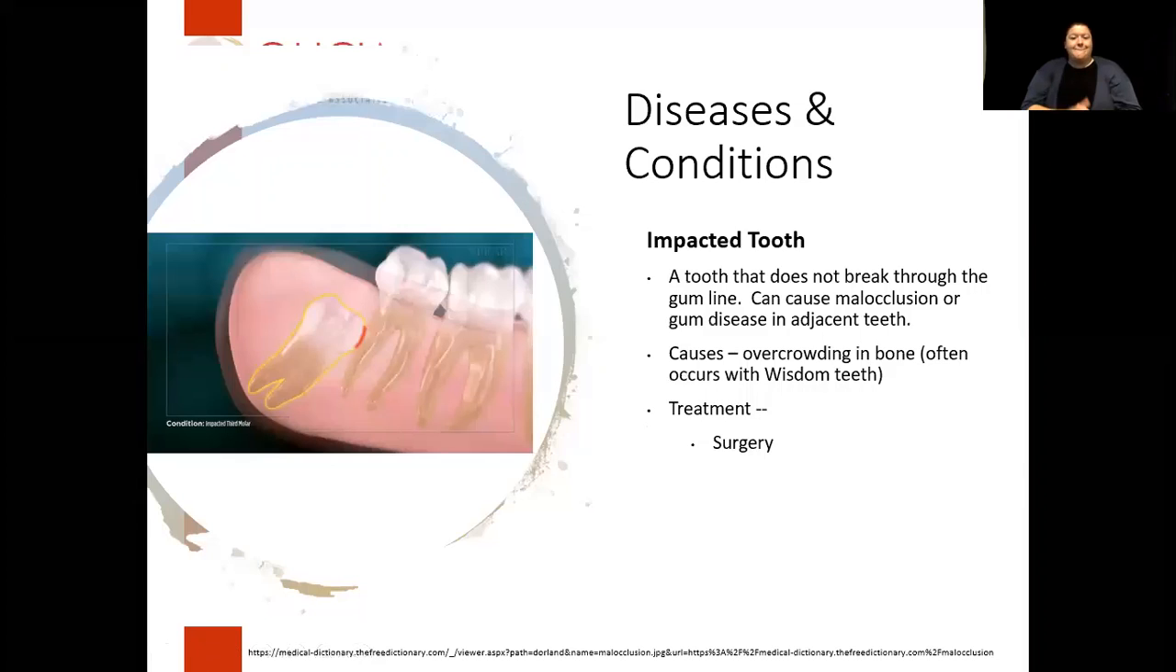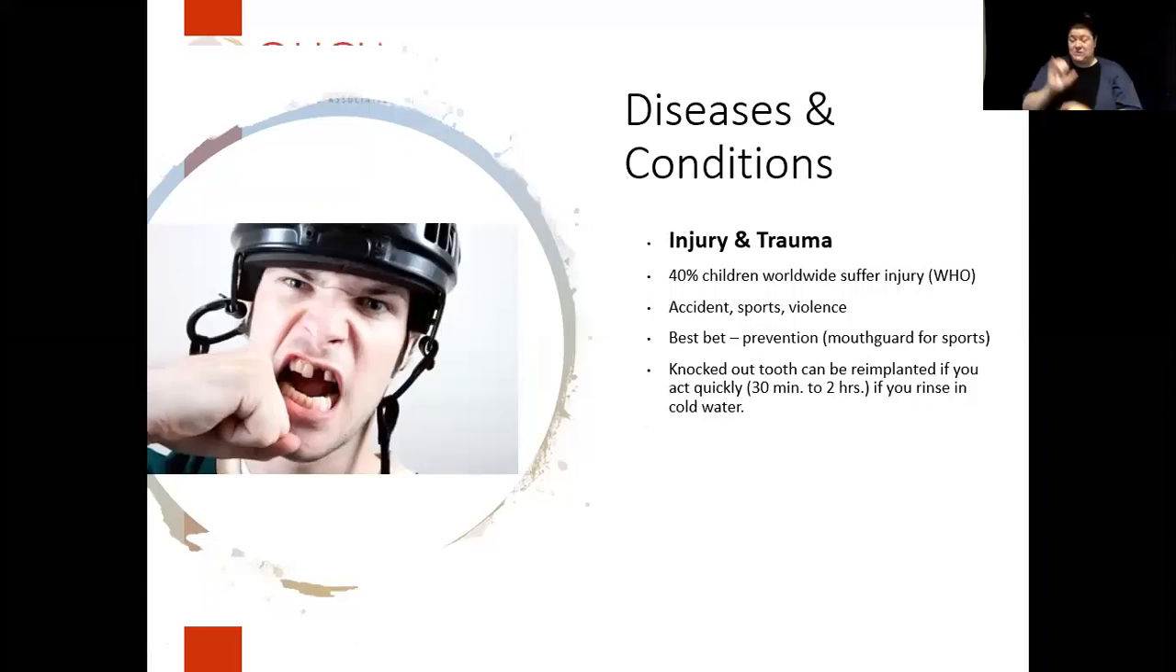Another condition of the teeth would be an impacted tooth, where a tooth doesn't come through the gum line when it's developing. This can help cause your malocclusion, where the teeth are crooked, and it could also cause gum disease. So what you would need to do for that would be to remove the tooth.